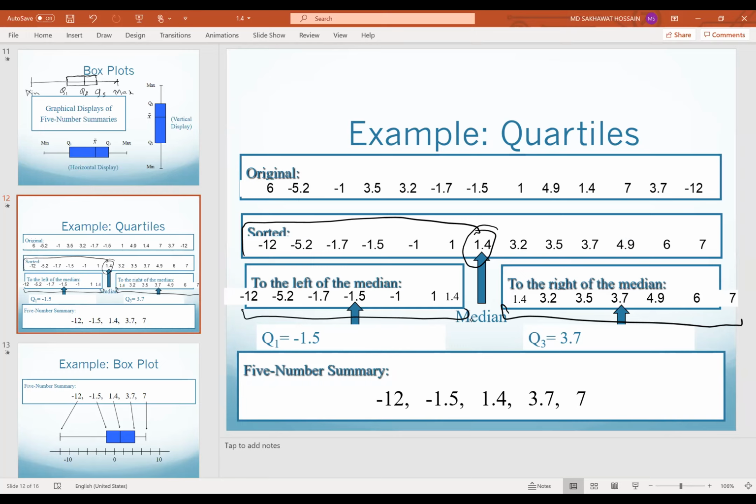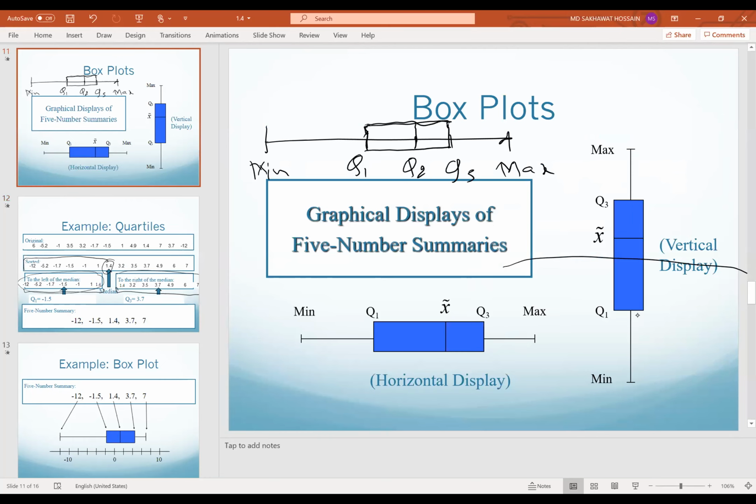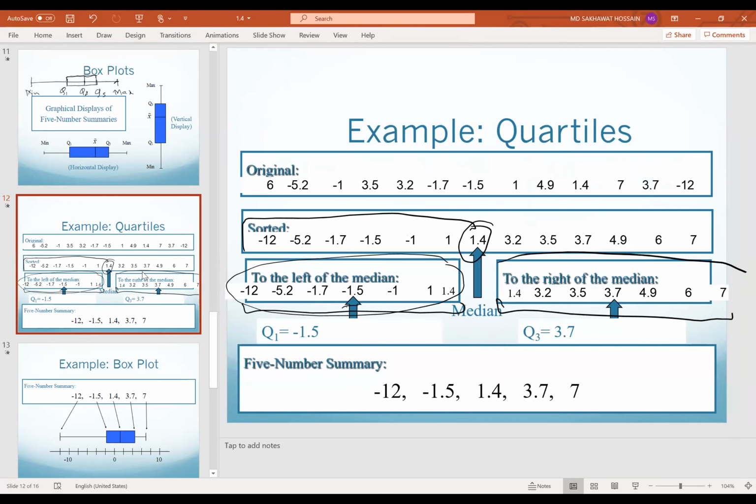Now we'll calculate the median for this data set, which is negative 1.5. This is our Q1, first quartile, and now we calculate the median for this data set. The middle value of this data set is 3.7, which is our third quartile. The minimum value is negative 12 here, and the maximum value is 7. So we have all 5 numbers. Now you can write your 5-number summary.